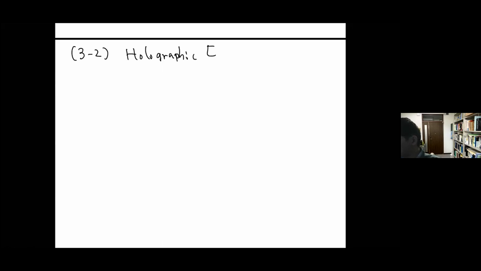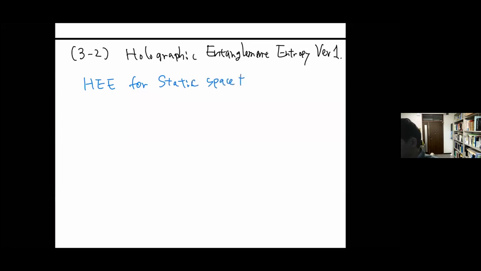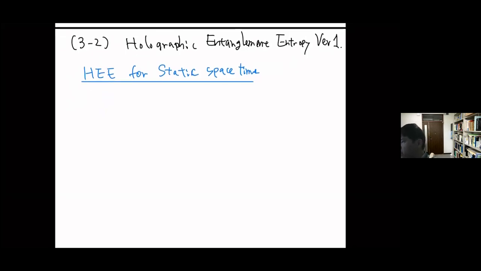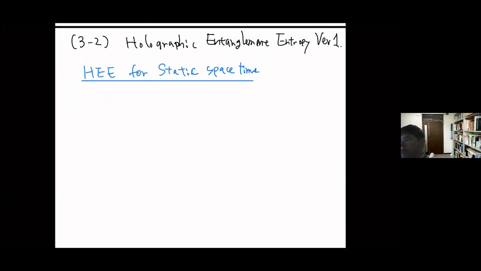Holographic entanglement entropy, version one. This is for entanglement entropy for static space-time. We can define entanglement entropy as we explained this morning. So how can we calculate entanglement entropy in AdS/CFT? Let's focus on the static case, static space-time.